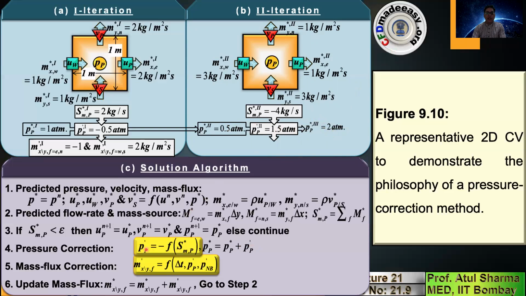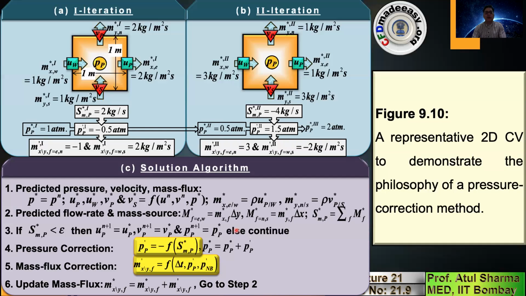After obtaining the pressure correction, using this pressure correction, you calculate the mass flux correction. Now let us suppose for the second iteration you got on the positive faces plus 3 and on the negative faces minus 2. So on the positive faces it will become 4 kg per meter square second, and on the negative faces it will become 3 minus 2, which is 1 kg per meter square, which is again not obeying the mass balance. So you will do a third iteration. This way you keep doing iteration by iteration till you reach a situation, and fortunately we reach a situation where the mass balance approaches zero.